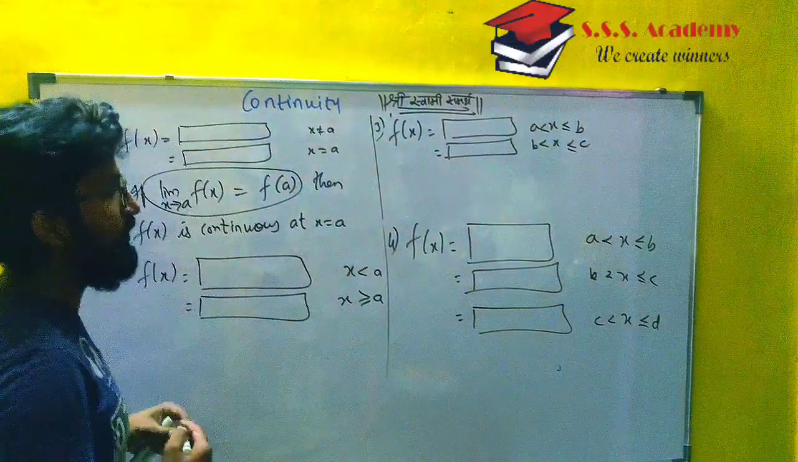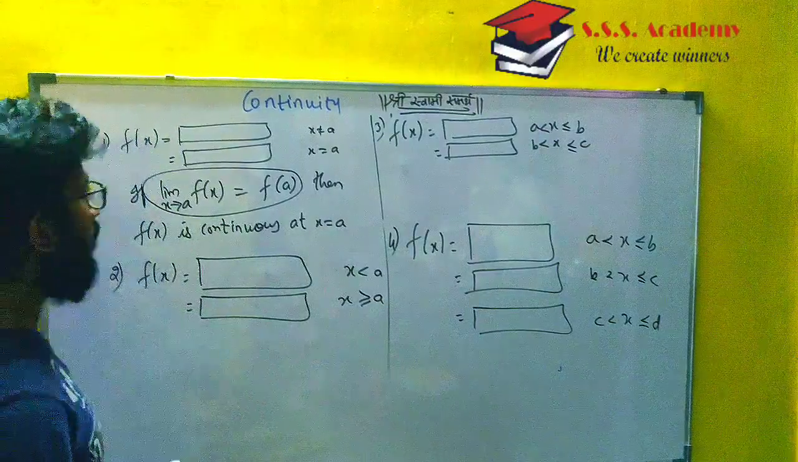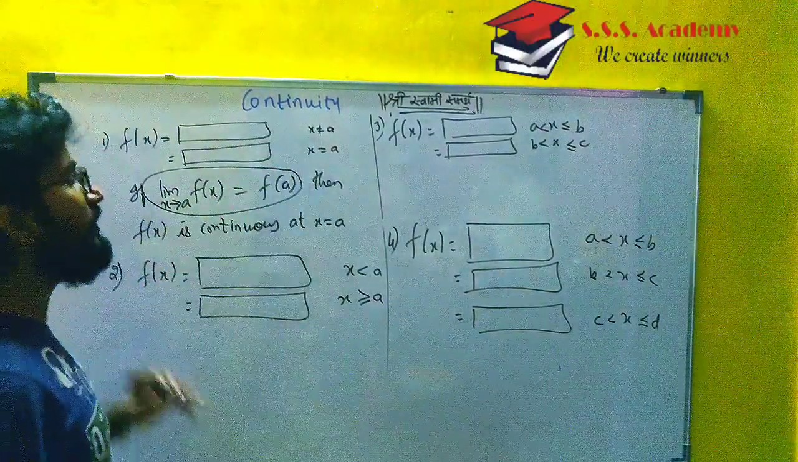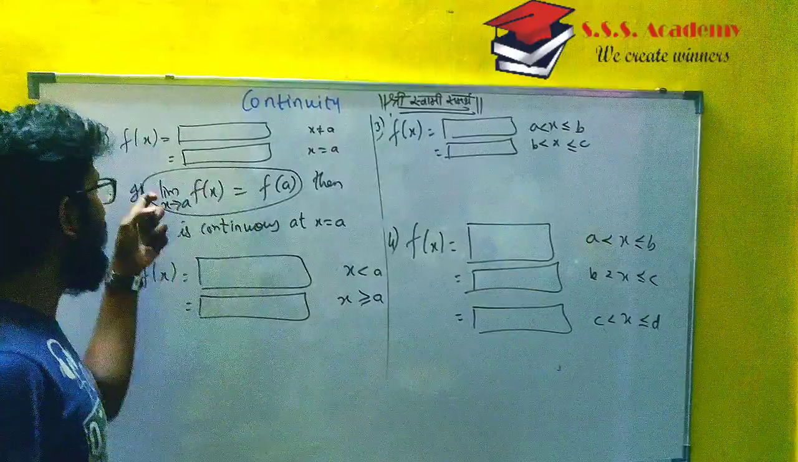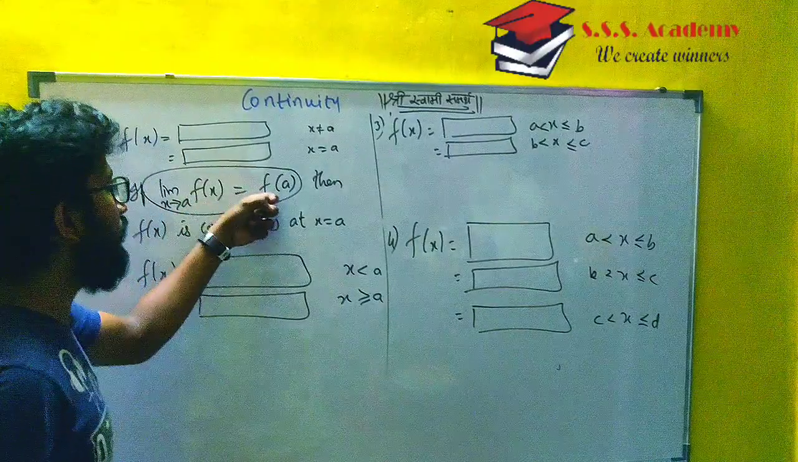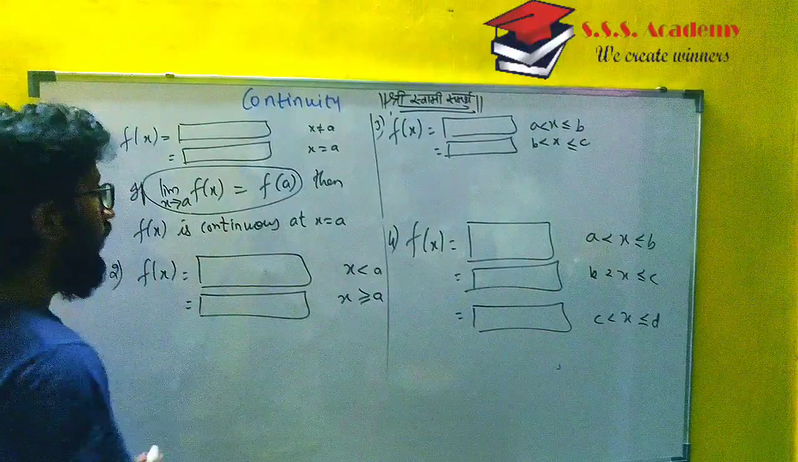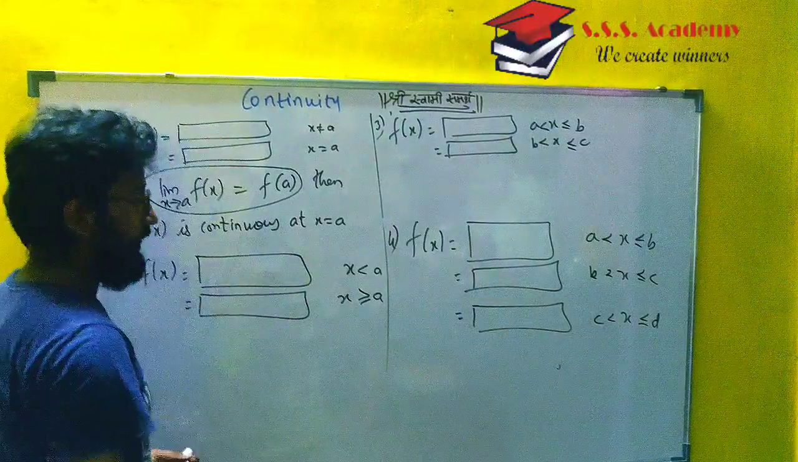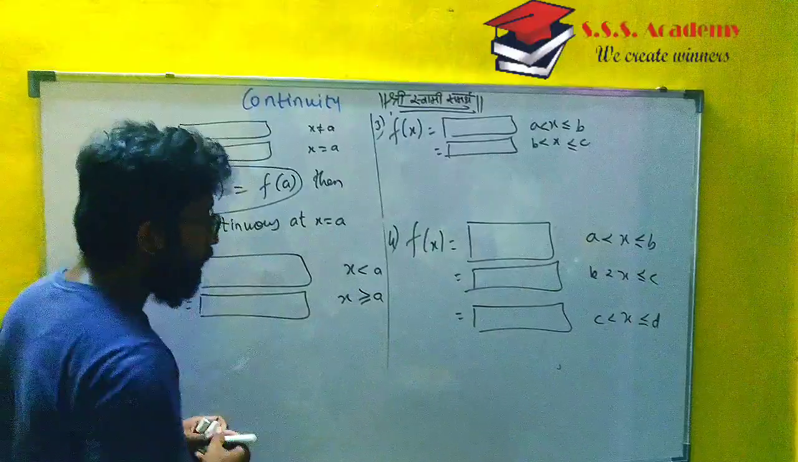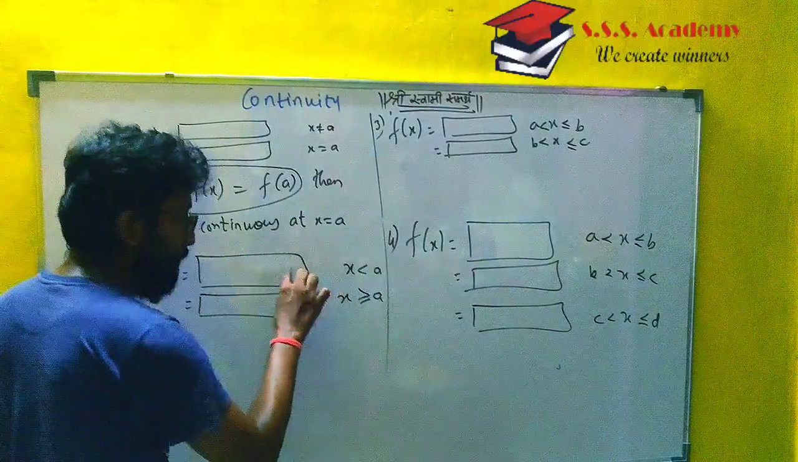First let's discuss this fourth one. So first we saw that if the question is in this form, then we'll say in this manner that limit x tends to a, f of x equals f of a, then we'll say that the function is continuous. Now if an inequality is present, then we have to see at what point the function is getting broken.